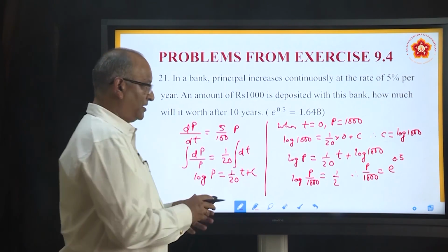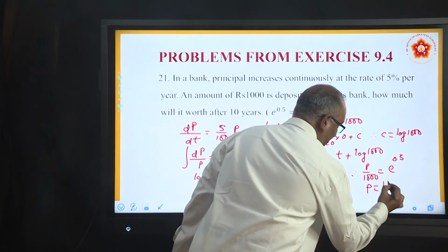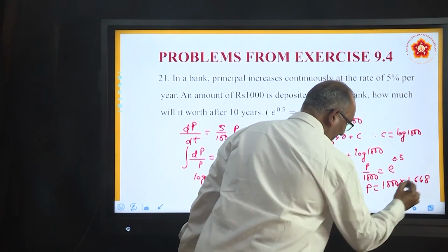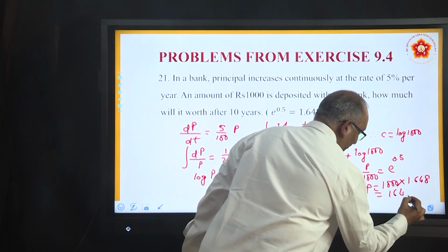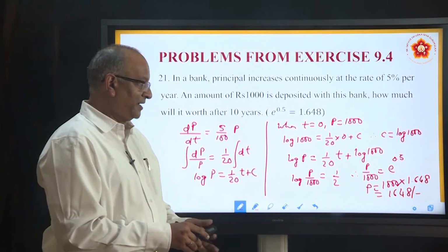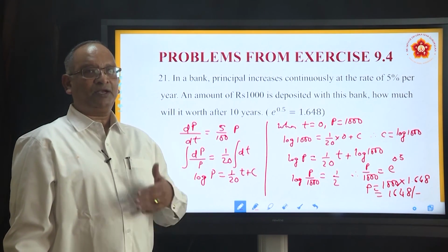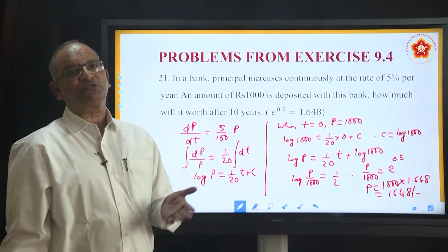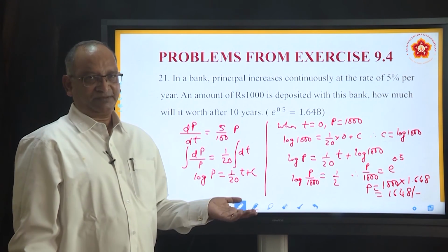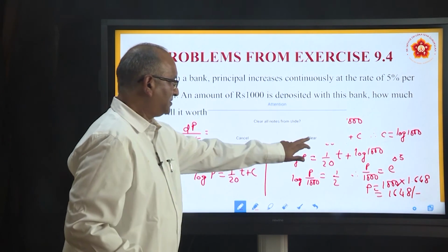So, substitute that and take 1000 that side. So, you get P equal to 1000 into 1.648. Multiply both, you get the answer 1648. So, if you deposit 1000 rupees in a bank, in 10 years time it becomes 1648 rupees. So, in this particular way, the knowledge of differential equations can also be used for banking. In the previous problem we have seen how it can be used for mensuration. Okay. So, let us come to the last part of the problems, just the last problem.